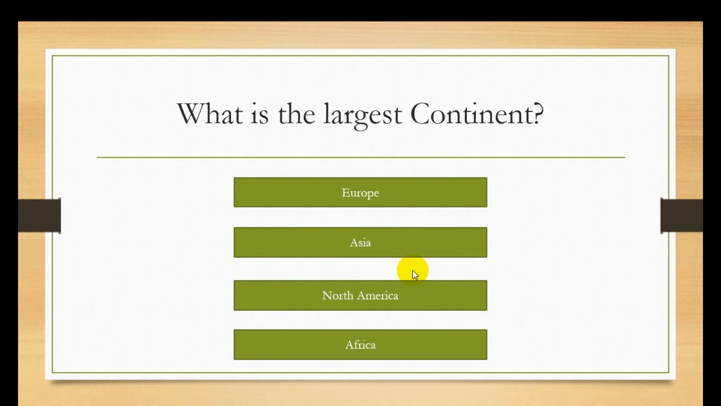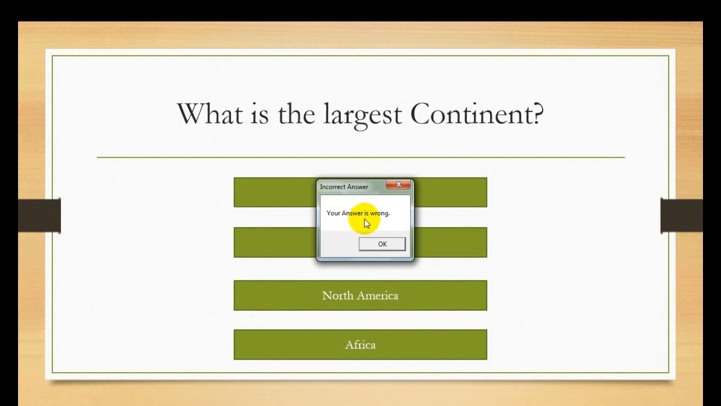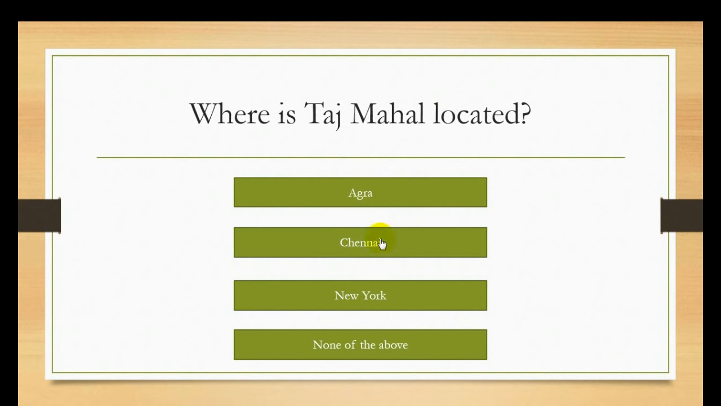Same message. Now, let me answer a question wrong. What is the largest continent? The answer is Asia, but let me select Africa. And it shows incorrect answer. Your answer is wrong. As you can see, this is what happens when you press the wrong answer.